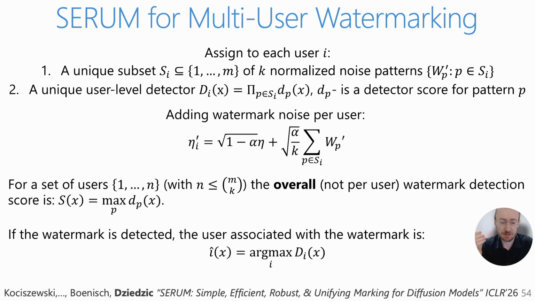So here the idea is that we set specific watermark noise, in this case noises, per user. So we inject for the given user k specific noises, and we also detect if the given image actually contains these k specific noises by using these detectors d_i.